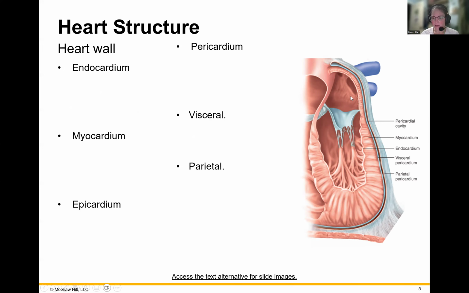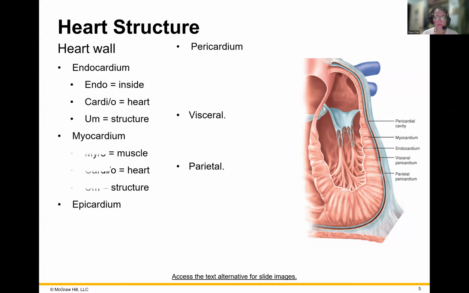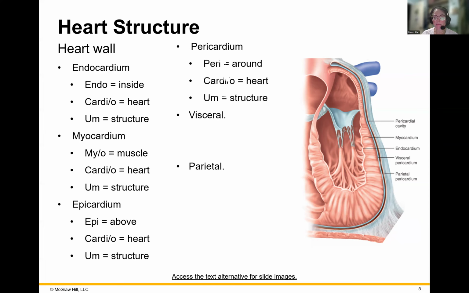This is the inside of the heart, and you can see we've got the wall structure, but there are different components to it. So we have our endocardium, our myocardium, our epicardium, pericardium, and then a couple other terms that you'll hear are visceral, which we've already talked about in another chapter, and then parietal.